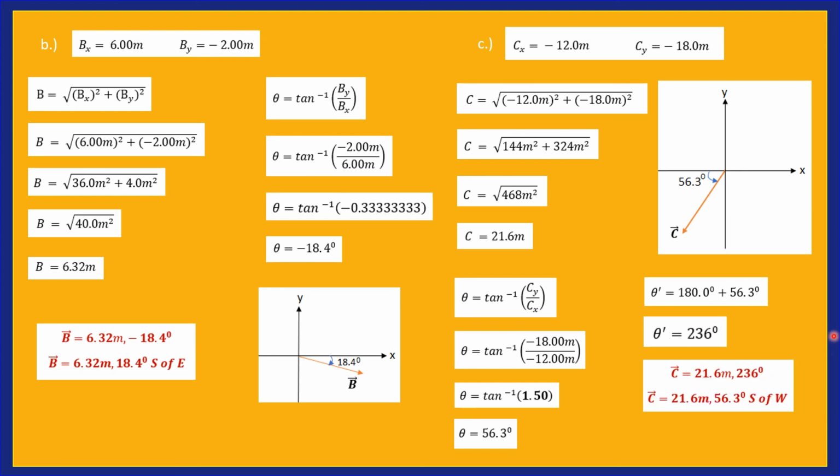So therefore, vector C has a magnitude of 21.6 meters, comma, 236 degrees measured from the positive x-axis. Or we can write this vector C as equal to 21.6 meters, comma, 56.3 degrees south of west. This is south, this is west. So from west to south.